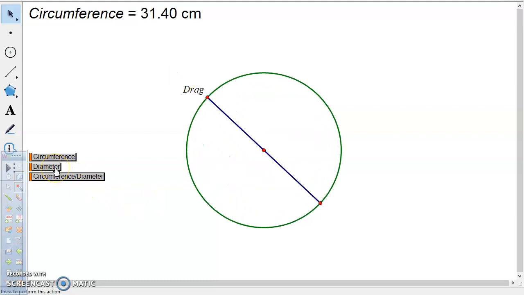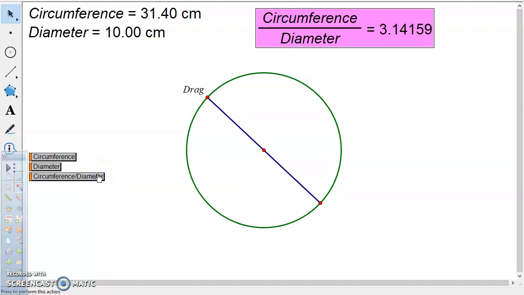All right. Also, I'm going to measure the diameter. The length of that diameter is, right now, 10 centimeters. Wow, that's pretty perfect, right? So you guys should notice by looking at these two numbers, 31.40 and 10 centimeters, that there's a special relationship there that will probably remind you of the decimal approximation of pi. So check it out. When I take that circumference and divide it by the diameter, boom, I get this decimal approximation of 3.14159, which, as we all know, is the approximation of pi.